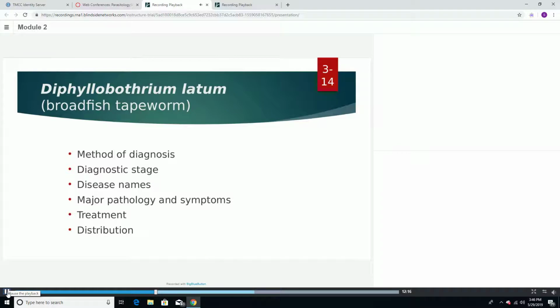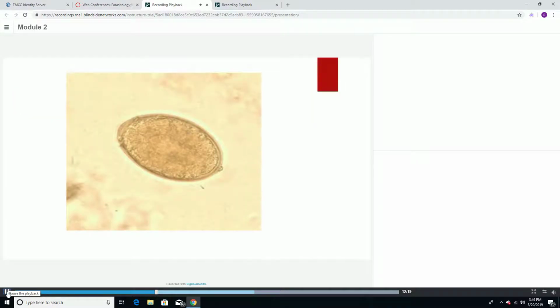So let's just have a look here at the egg. Here we see the egg of Diphyllobothrium latum. We can take a closer look and see that we have an operculum at one of the polar ends of the egg here, and then at the other end we have a terminal knob. Trying to circle it here. So we have a terminal knob here. Then we have an underdeveloped embryo inside of the egg. So this is an egg of Diphyllobothrium latum, and it's just important to be able to note that terminal knob and that operculum.